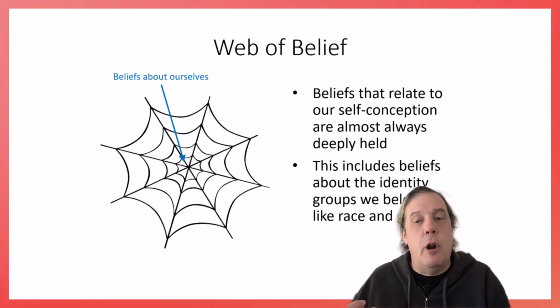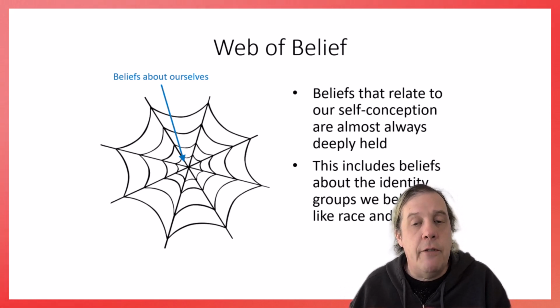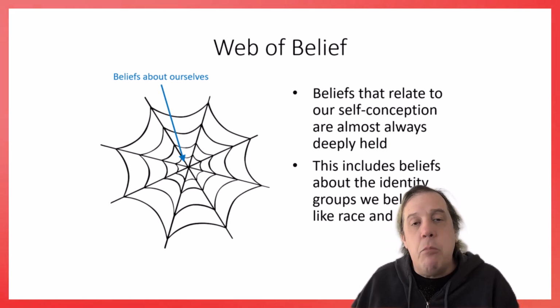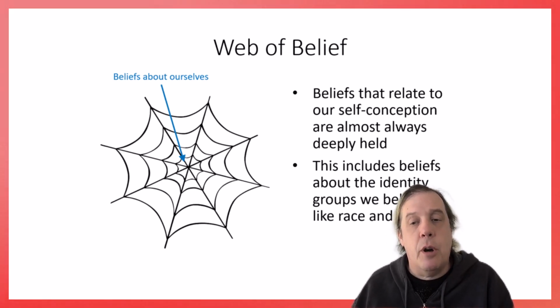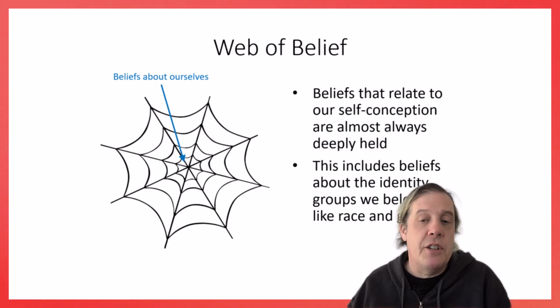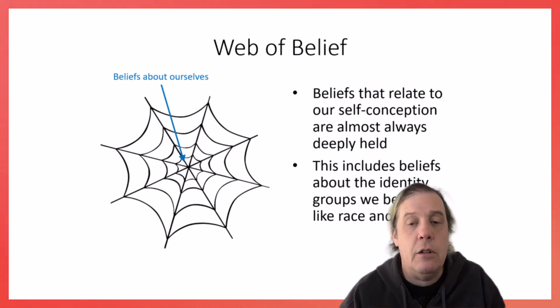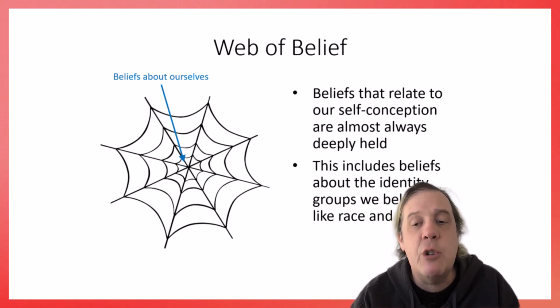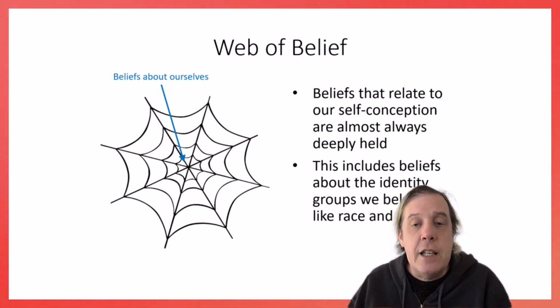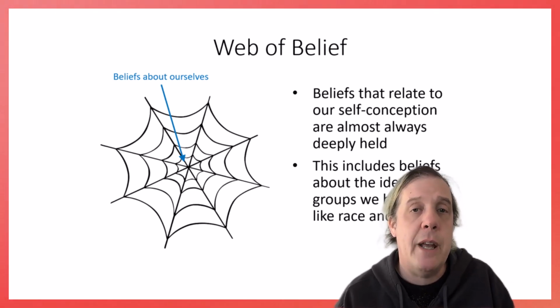Beliefs in the center of our web of belief are harder to revise than beliefs around the edges. This is in part because they have more inferential connections to the other parts of the web of belief. Also, as I said before, beliefs that relate to our self-conception are almost always the most deeply held. These include beliefs about the identity groups we belong to, things like race and gender. So your idea of what it means to be a man is going to be at the center of your web of belief in all likelihood if you identify as male.